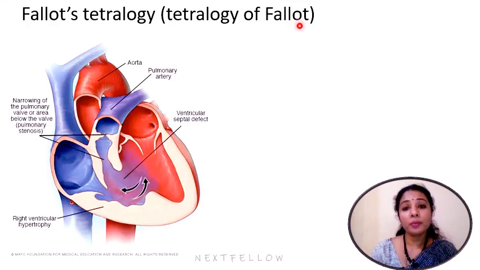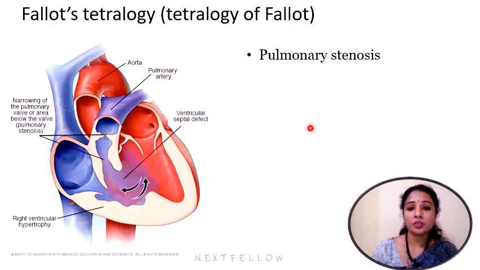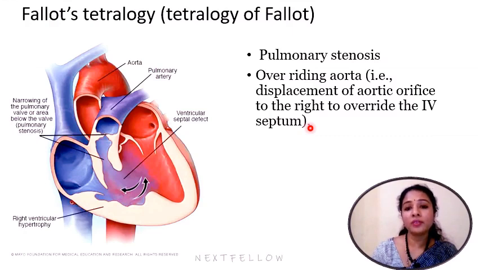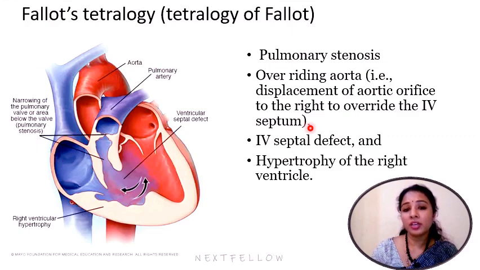So, because of mixing, hypertrophy of the right ventricle will be observed. So the result, right to left shunting of blood leads to cyanosis, and Fallot's tetralogy is the commonest congenital cyanotic heart disease. So pulmonary stenosis, overriding of aorta, that is displacement of aortic orifice to the right to override the interventricular septum, and VSD, ventricular septal defect, hypertrophy of right ventricle.